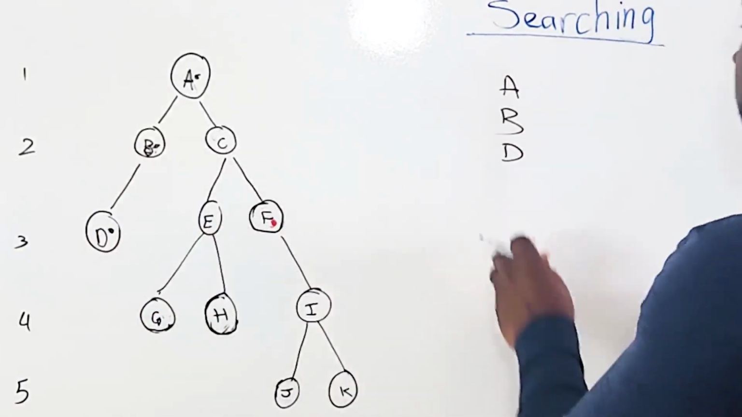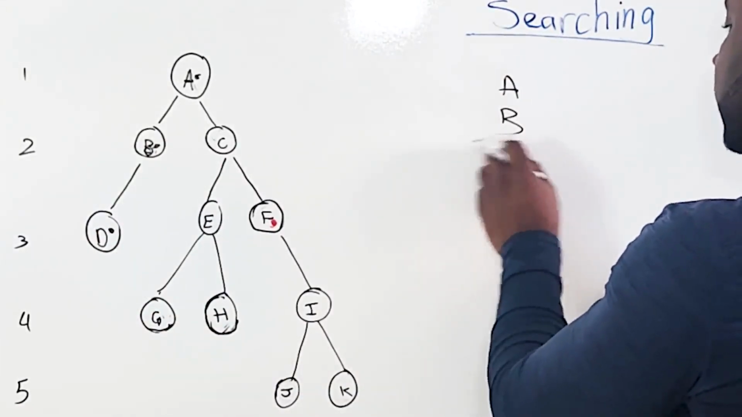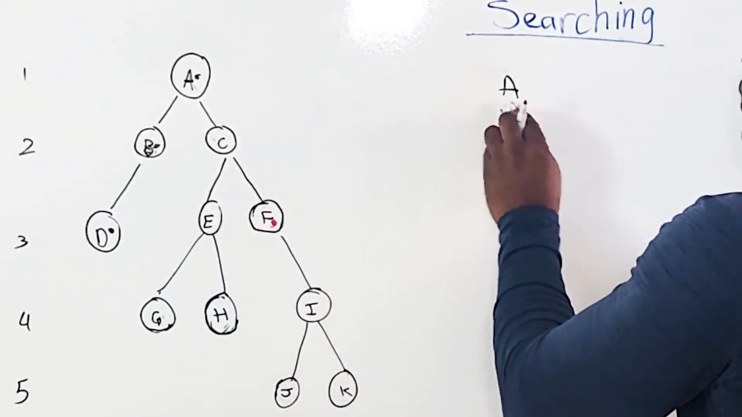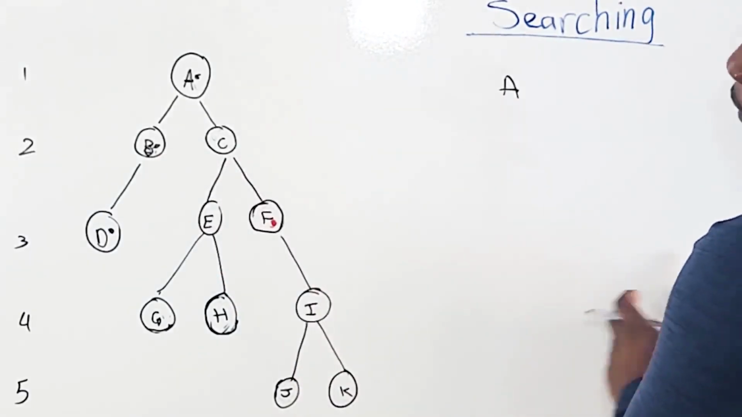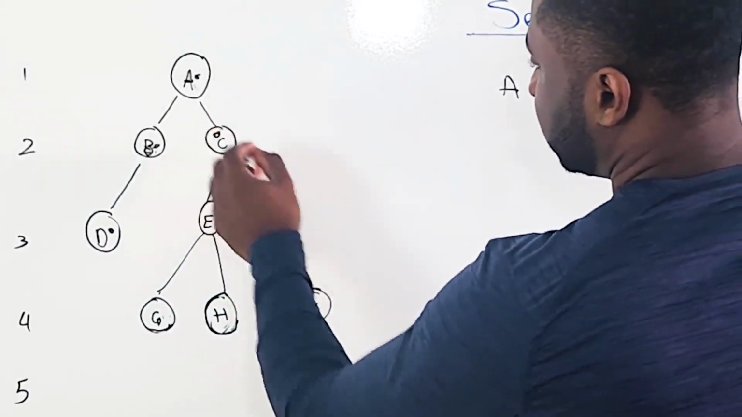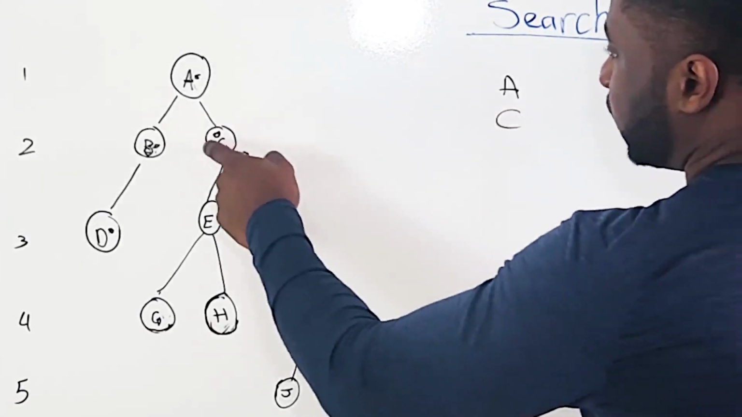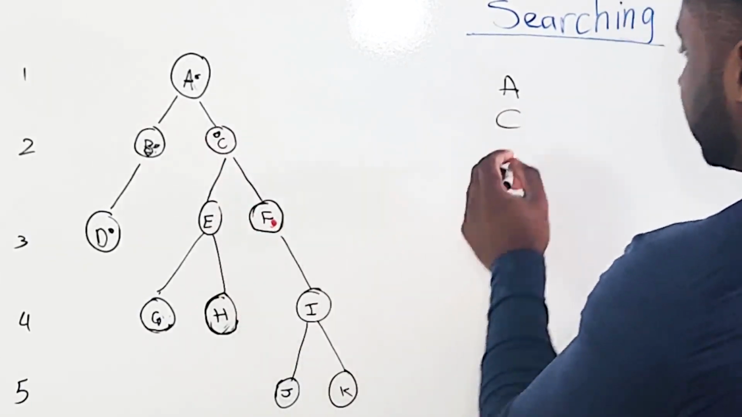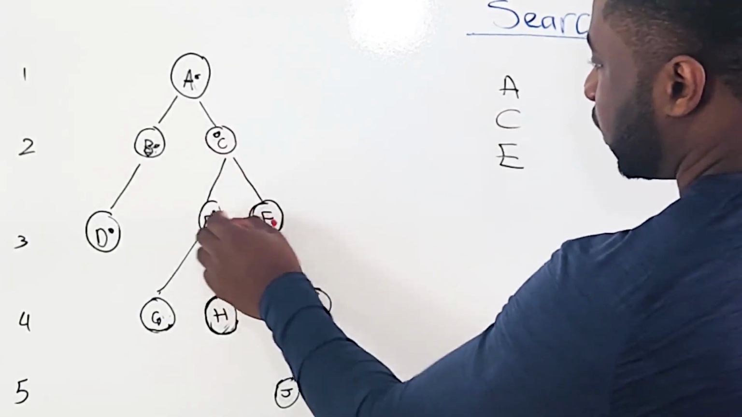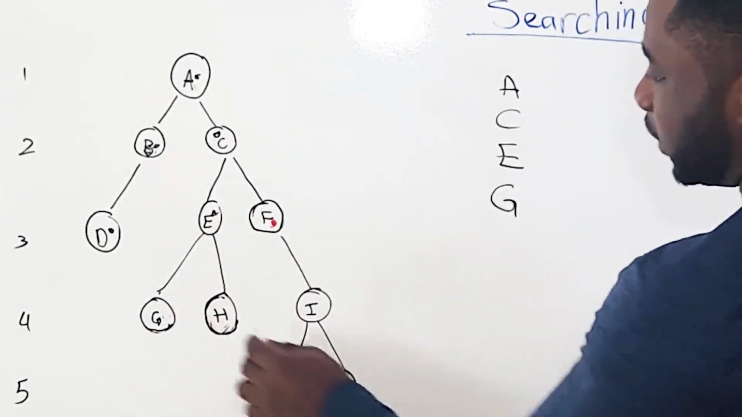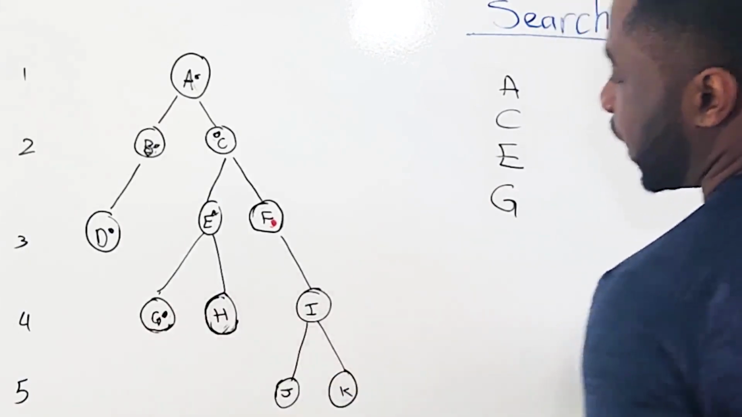D has no children, so we remove that from our stack. And then we go back to D, which also has no children, so we remove that off our stack. Now we visit C, so we put that on our stack. And then we visit E, and we push that onto our stack. And then we visit G, and once again, push that onto our stack.